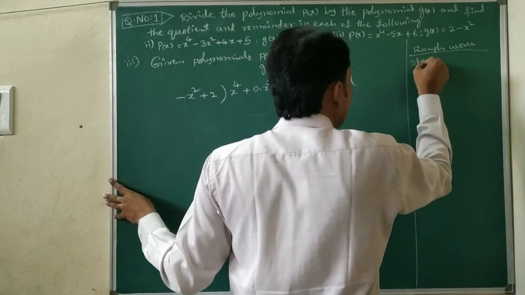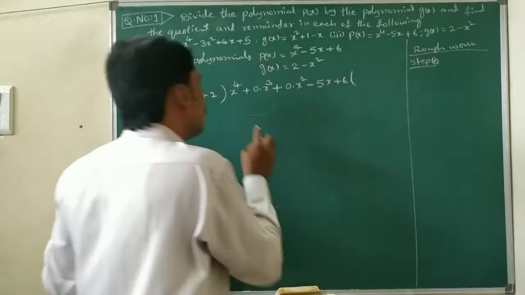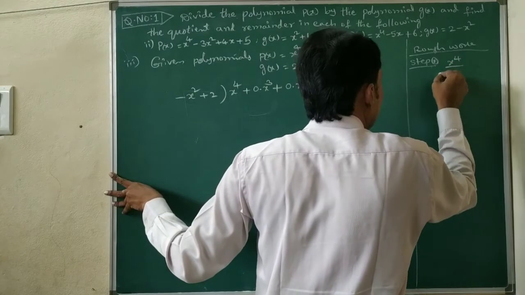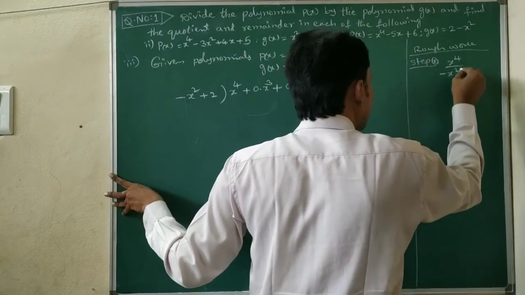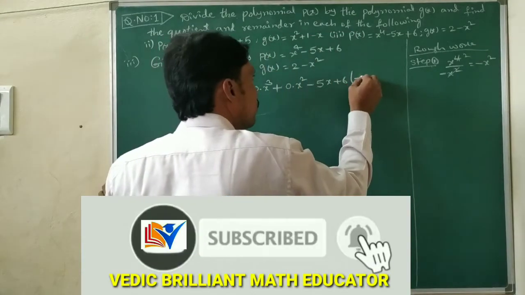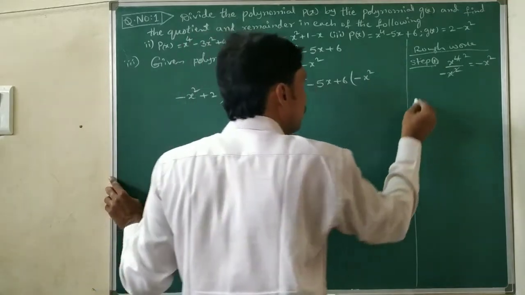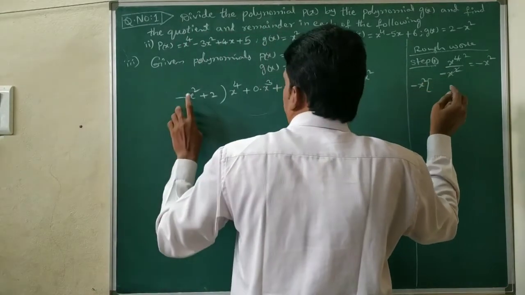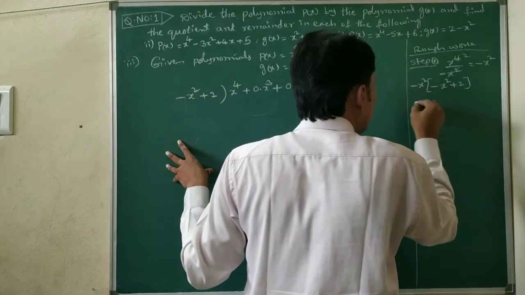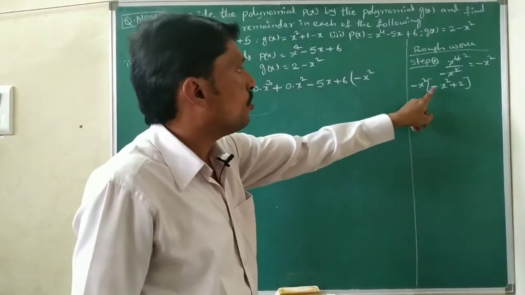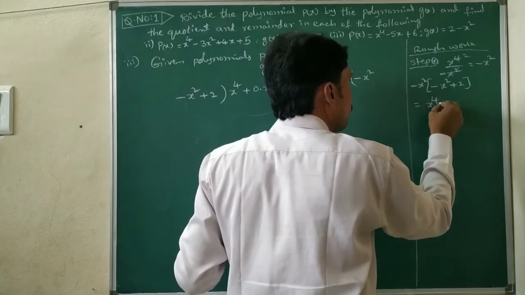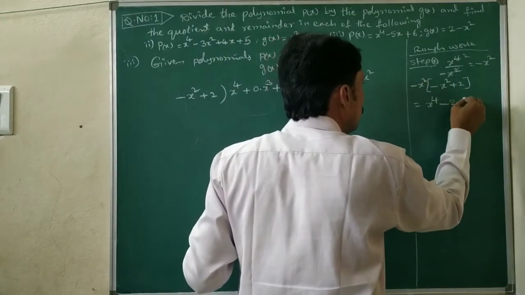Step number 1, in the dividend in first term, that is x power 4 by divisor in first term is x square. X square get cancelled means minus x square we are getting. That minus x square you can write it here, minus x square 2, we need to multiply divisor, minus x square plus 2, that equal minus into minus plus x square into x square, x power 4, minus into plus minus x square into 2 x square.